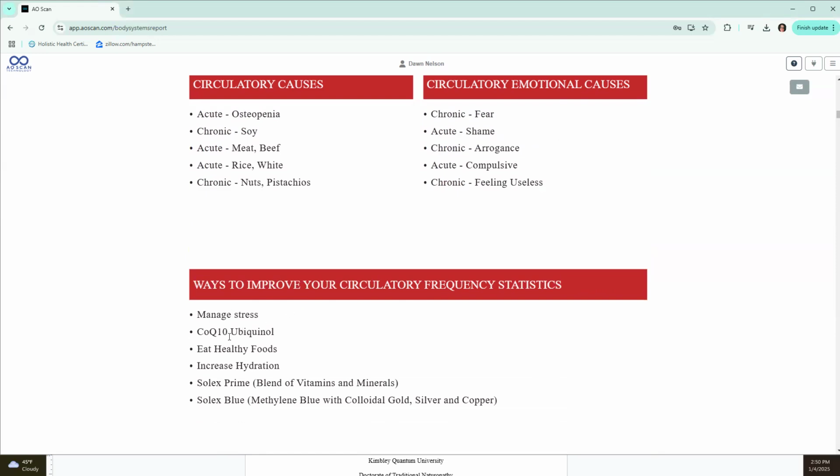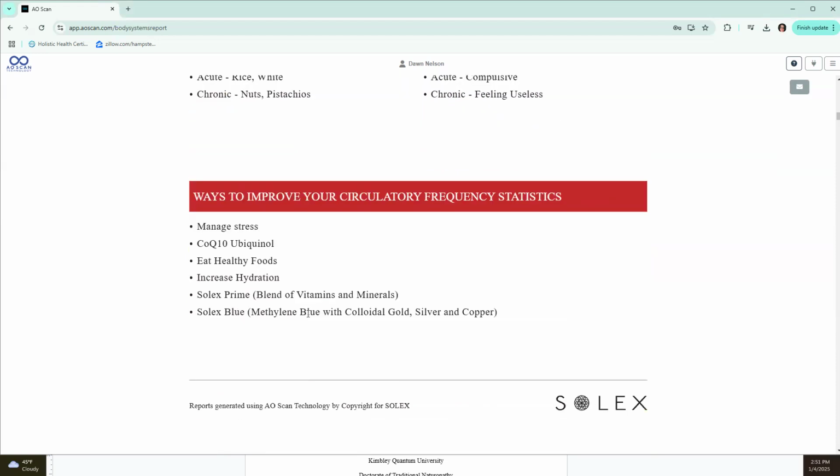Manage stress, maybe some CoQ10, eat healthy food, increase hydration. And then these are the brands that this particular company has. So this is like a multivitamin and then blue. So here's the cool thing, right? If you saw the other video where I showed you how to create a supplement library, you could actually put all this stuff in there and then do a quick scan and see if you need it.